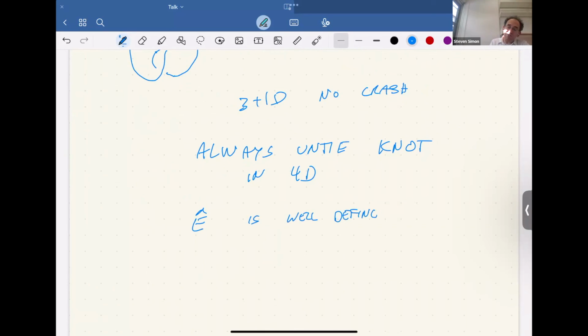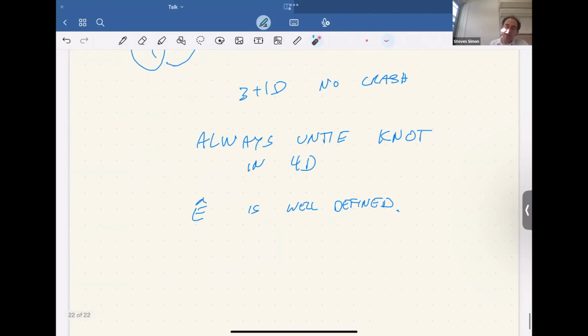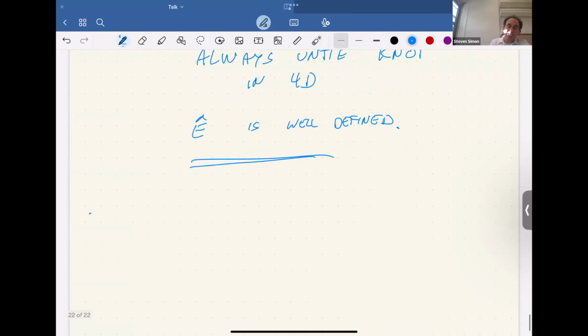I don't have to give additional information about whether you went over or under, because over and under are the same. I can take an over path and turn it into an under path continuously. So that means that the old argument about you having the exchange operator and exchange operator squared is plus or minus 1, that holds water in 3 plus 1D, but not in 2 plus 1D.